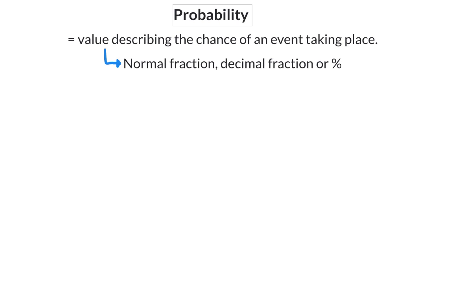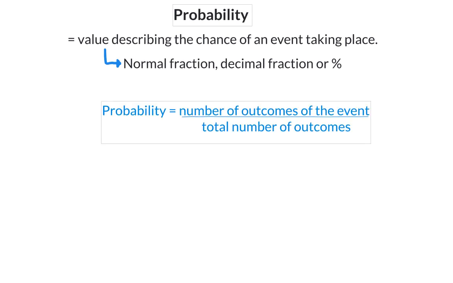To determine this normal fraction, we use the formula that says probability is the number of outcomes for the specific event divided by the total number of outcomes. All these different outcomes are put together to form the sample space, and inside the sample space, there are outcomes that will be for the specific event.